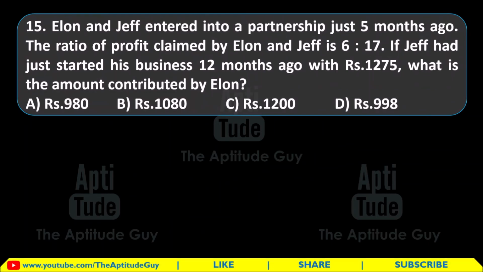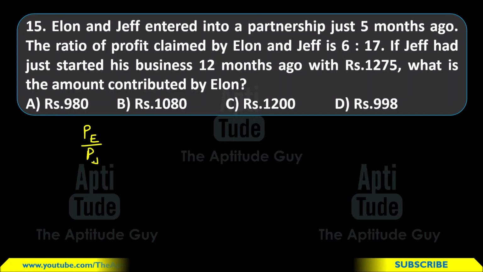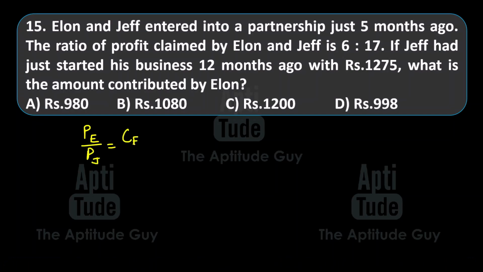Okay. Now, in the 14th question, we had fictional billionaires. In this question, we have real life billionaires. We have Elon Musk and Jeff Bezos. Again, the same thing. We have profit of Elon divided by profit of Jeff equals capital of Elon divided by capital of Jeff into time of Elon divided by time of Jeff. What is the ratio? We have 6 is to 17. This is equal to capital of Elon. That is what we need to find. Capital of Elon is unknown.